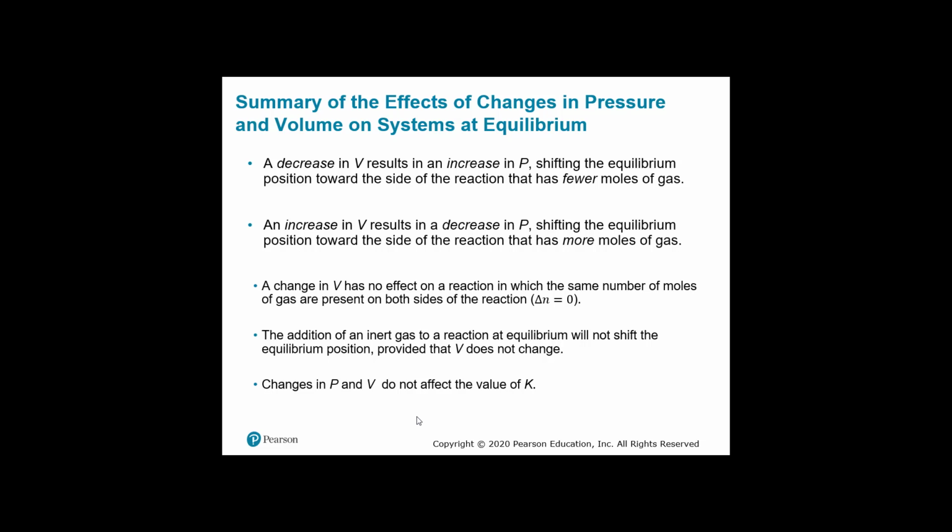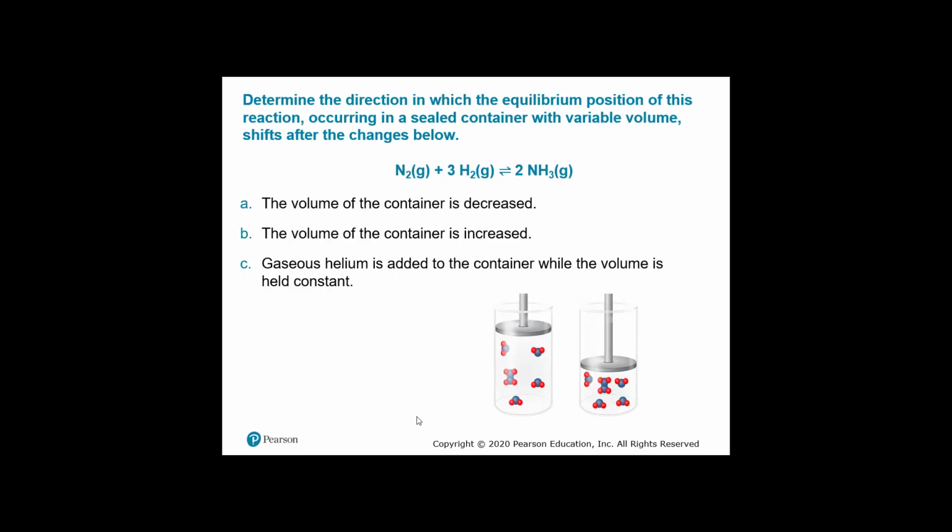The addition of an inert gas to a reaction at equilibrium does nothing. It will not shift the equilibrium provided that the volume does not change. Changes in pressure and volume do not affect the value of K. Even with these changes, the equilibrium constant is conserved. All right, so let's look at this. Determine the direction in which the equilibrium position of this reaction, occurring in a sealed container with a variable volume, shifts after the changes below. Variable volume just means it changes.